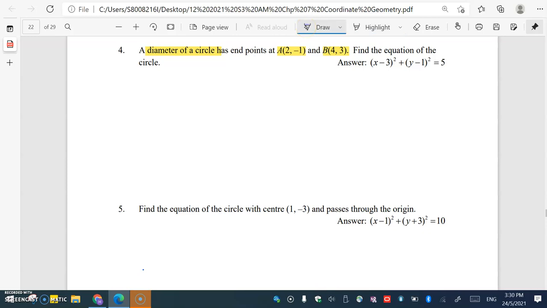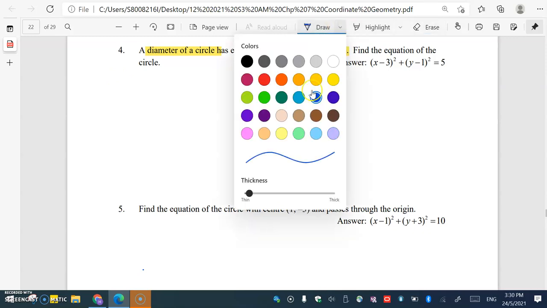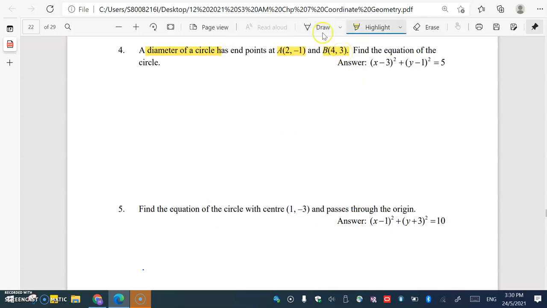Now, if I have a diameter, I know that the midpoint, oops, let me change this up. Purple's a little bit tough to read, though it's my favorite color. Right? Now, the midpoint of AB will actually tell you the center of the circle.